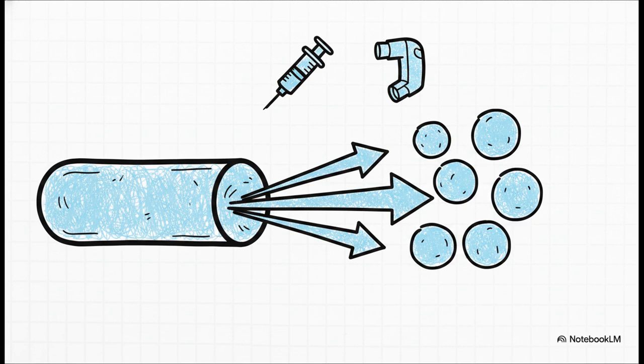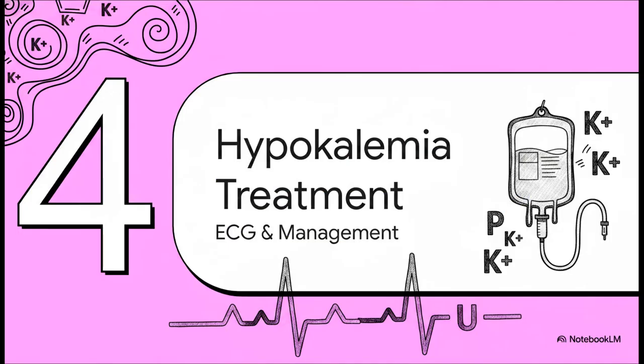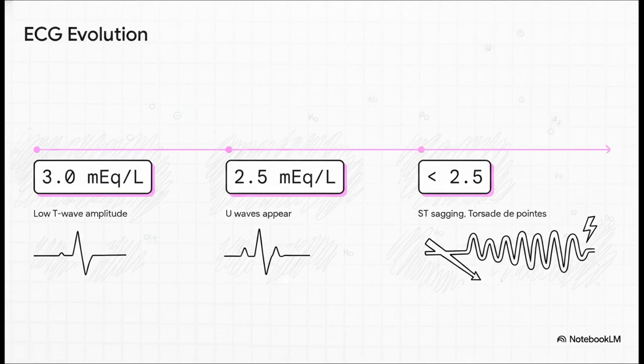This causes WDHA syndrome, which is marked by watery diarrhea and hypokalemia, but presents with a normal anion gap metabolic acidosis. Section 4. Hypokalemia, ECG, and treatment. Transitioning from diagnostic algorithms to immediate bedside concerns, you must be intimately familiar with the rigid timeline of ECG degradation as serum potassium plummets. It's a precise evolution.